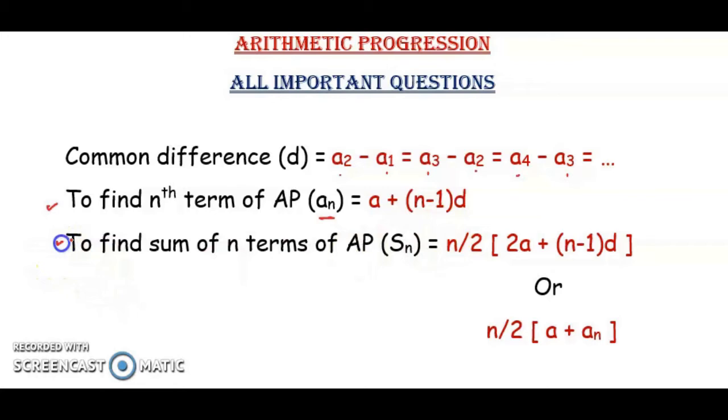And the third formula is to find the sum of n terms of an arithmetic progression, represented by Sn. The formula is n by 2 into (2a plus (n minus 1)d), or you can use the formula n by 2 into the bracket (a plus an). So these are the main three formulas that we use in this chapter.